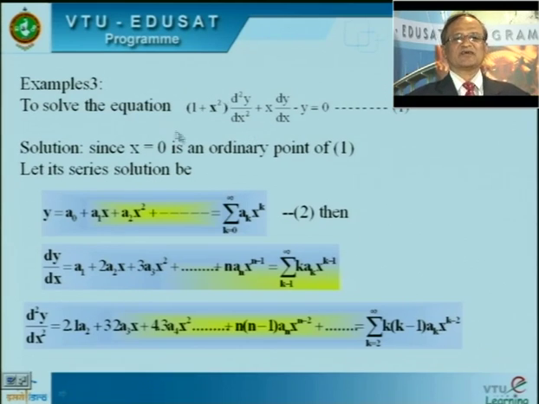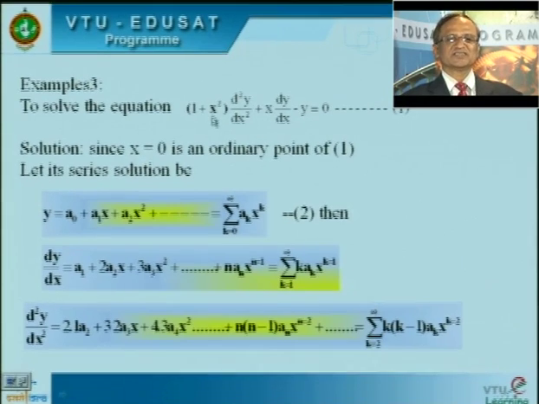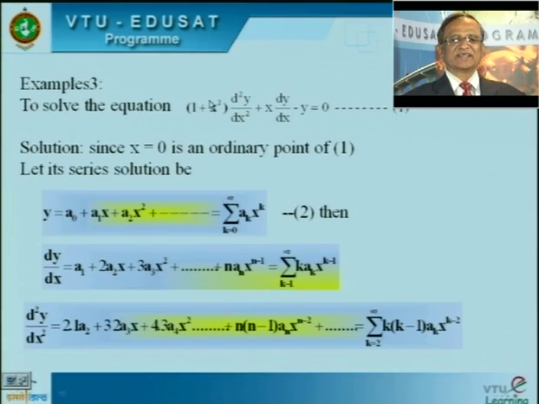Same means first I have to verify whether x is equal to 0 is an ordinary point or not. How do we verify? So here p naught x is equal to 1 plus x square. In this case I want to replace x by 0, 1 plus 0, and it is not equal to 0. When x is equal to 0, the polynomial is not equal to 0, so x is equal to 0 is an ordinary point. Therefore, I can assume the solution. How I have assumed in case of the previous example, exactly in the similar way, you can assume the solution of this differential equation as a series solution.